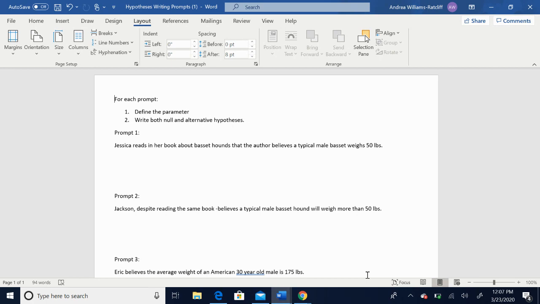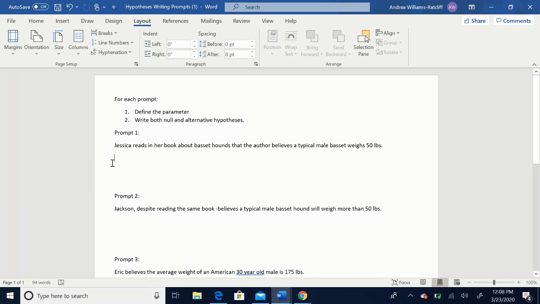So let's start with prompt number 1. We know that for each prompt, we have to define the parameter and we have to write both null and alternative hypotheses. Those are going to be the primary first steps to any hypothesis test that we attempt from here on out. We've got to do this every time we do a hypothesis test, so it's super important that we get this right. If we don't, the test that we do won't be relevant to the question that we're trying to answer.